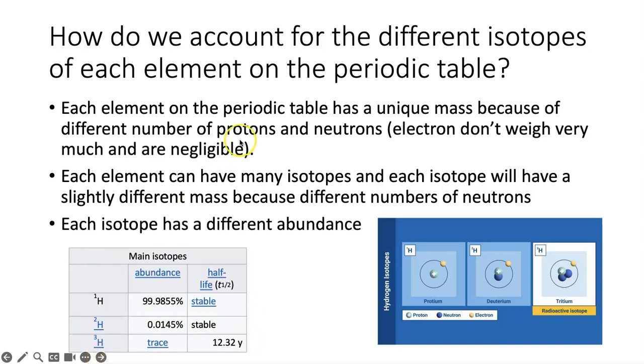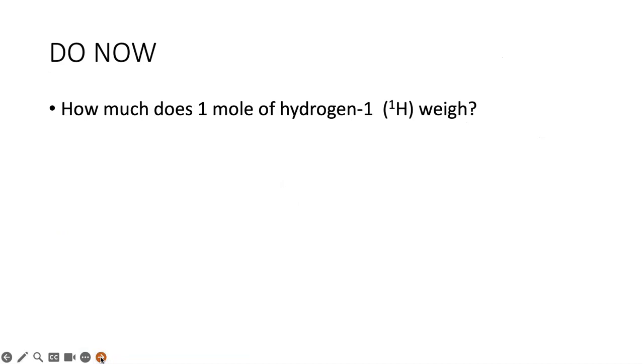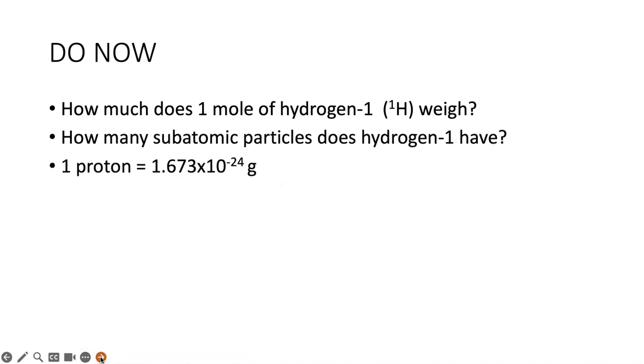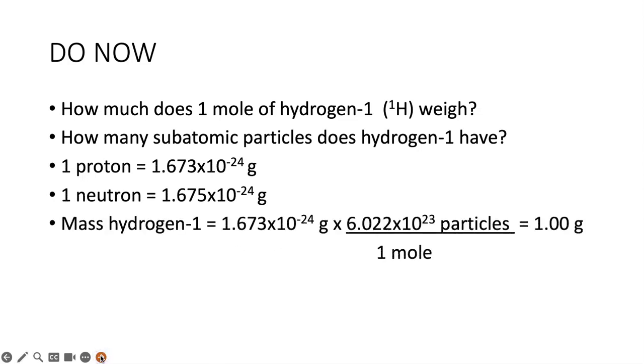That's our issue, is that we want to figure out how we can figure out the average mass of something, but we also have to take into account that each isotope weighs a different amount and that it has a different abundance. So how much does a mole of hydrogen 1 weigh? Well, if we look at how many subatomic particles hydrogen 1 has, it has 1 proton. We're going to ignore neutrons because hydrogen 1 doesn't have any. And so here's what we got.